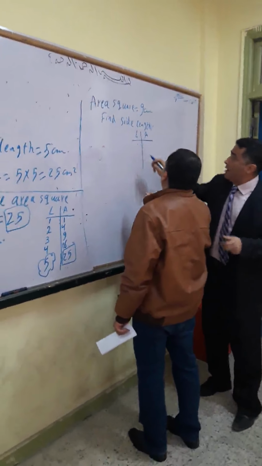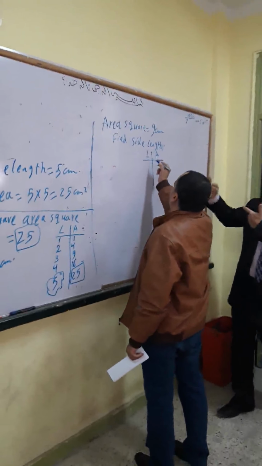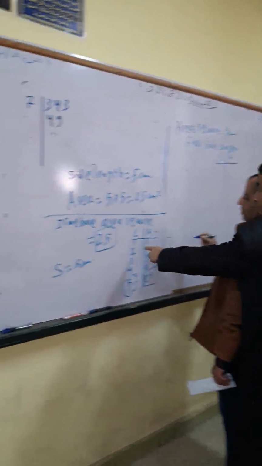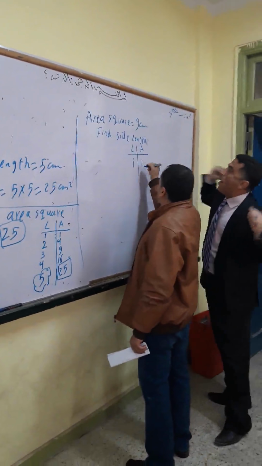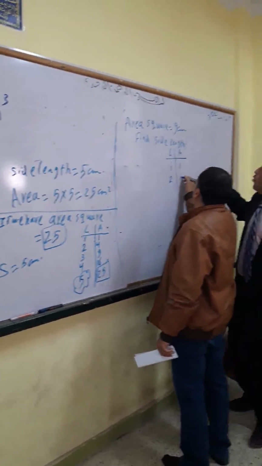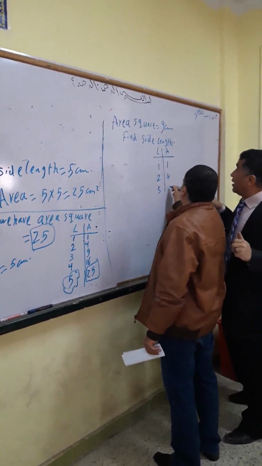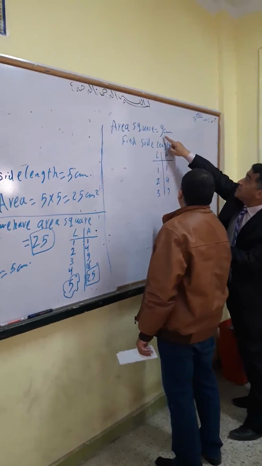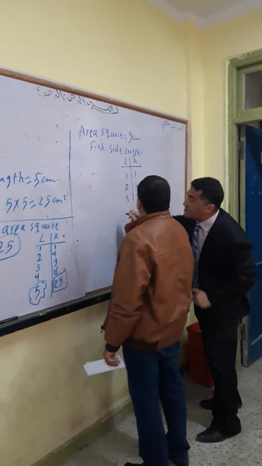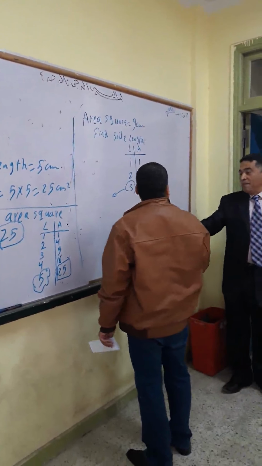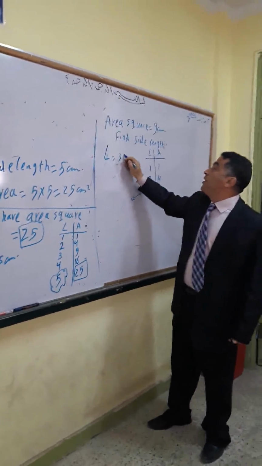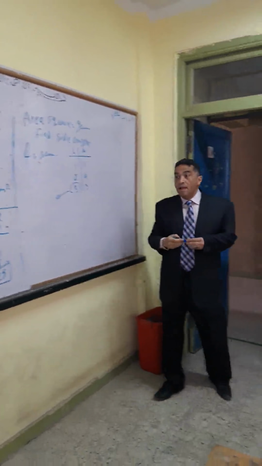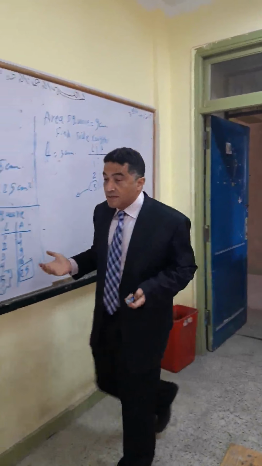Length, area. Experiment. Length 1, 1 times 1, area 1. Length 2, area 4. Excellent, Mister. Length 3, area 9. Is the 9 our area? Yes, of course. So side length equals 3 centimeter. Excellent, Mr. Muntasir. This is the converse of the rule.